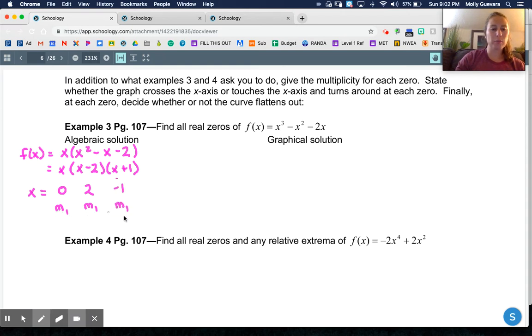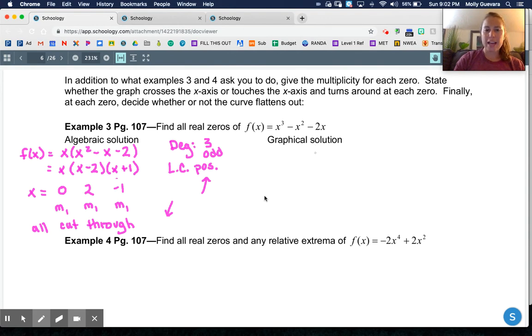So because the multiplicity is 1 on all of these, I know that they all just cut through. They're just going to go straight through at those points. Okay. The next thing is I've got to look at the degree. So the degree here is 3, so it's odd. And my leading coefficient is positive 1, so it's positive. So this tells me that my ends are doing this. And because of that, I know what the ends are doing, and I know where there are x-intercepts. So I can draw my graph.